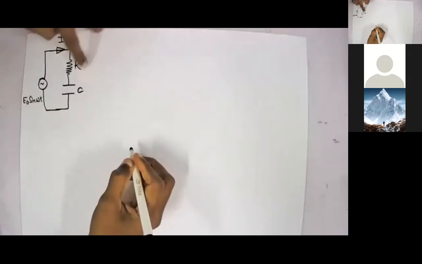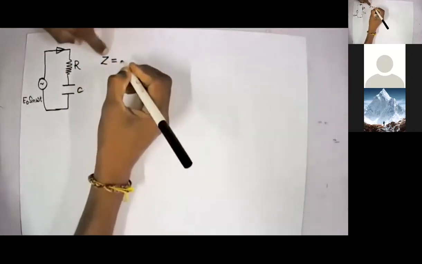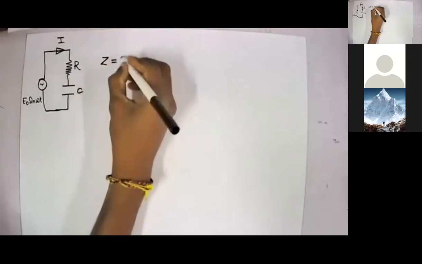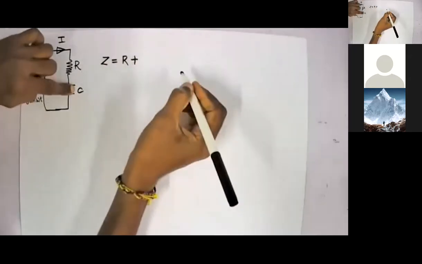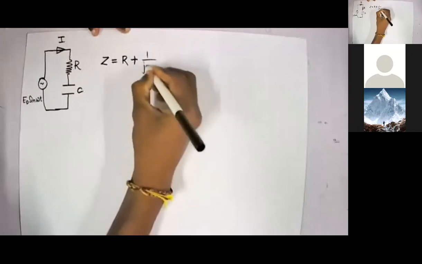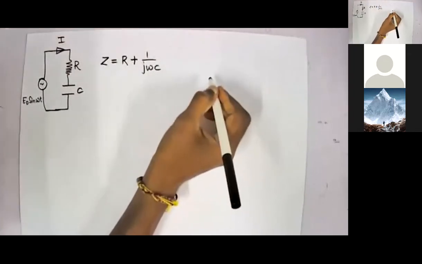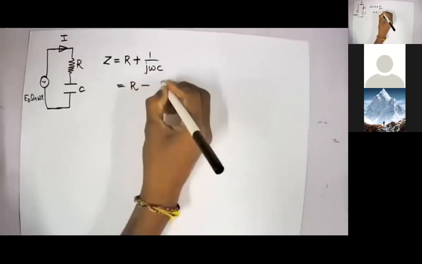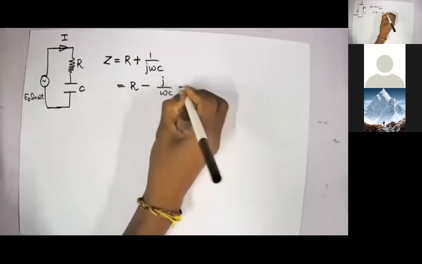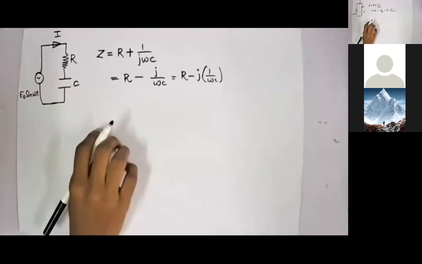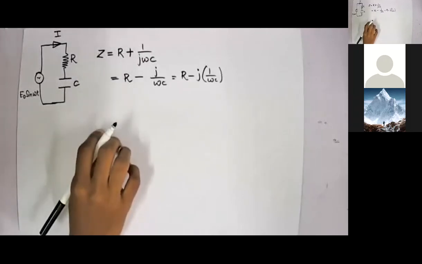So I can write my impedance. The resistive impedance is simply R, so Z will be R plus the impedance offered by a capacitor, which is 1 over j omega C. Now I can write this equation as R minus j by omega C, or R minus j into 1 over omega C.